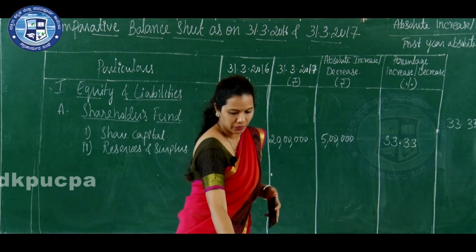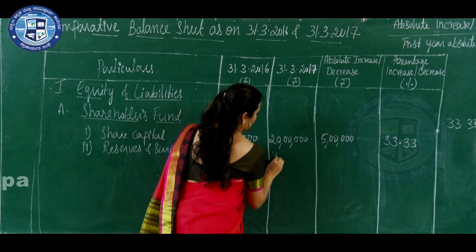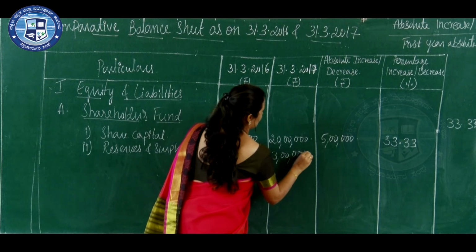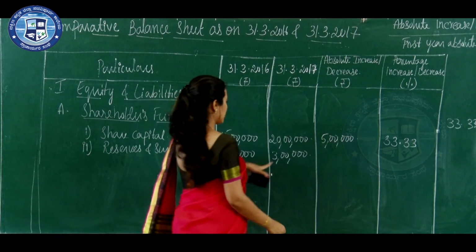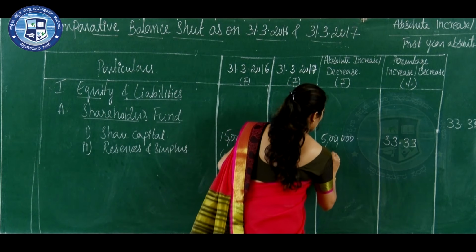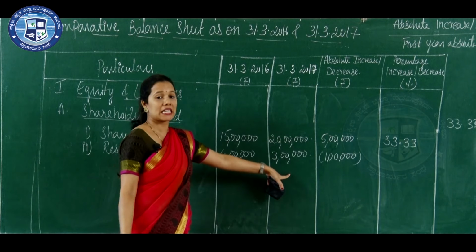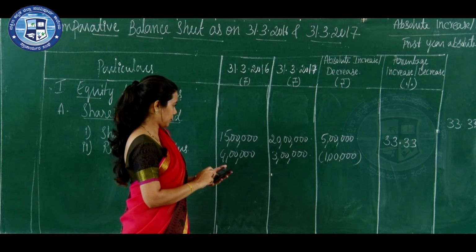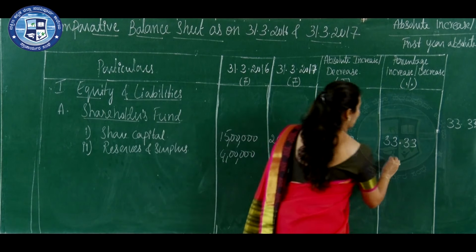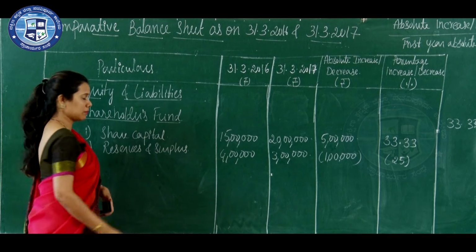Reserves and surplus last year 4 lakhs and this year 3 lakhs. So, this year it is only 3 lakhs, last year it was 4 lakhs. So, 3 lakhs minus 4 lakhs, negative of 1 lakh. So, your reserves and surplus decreased this year. Again convert that 1 lakh into percentage. So, it is negative 25%. Then you have non-current liabilities.